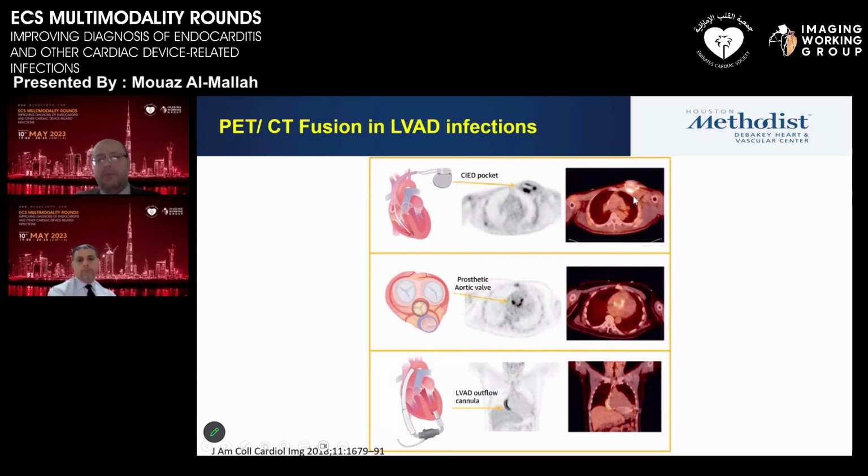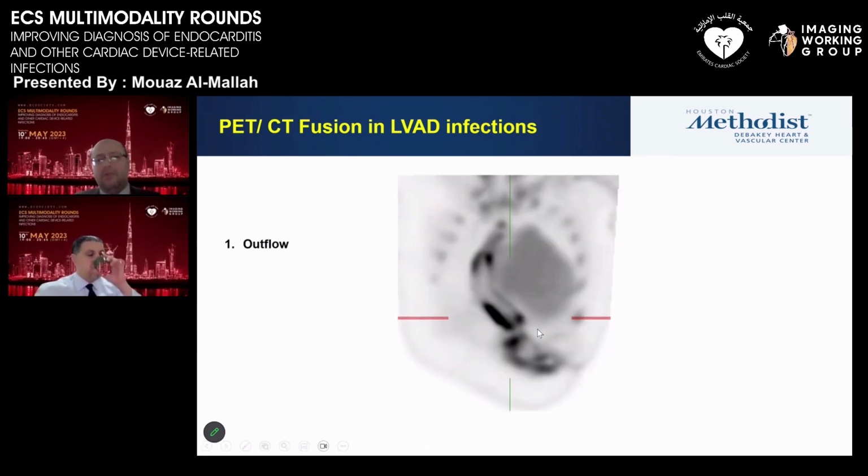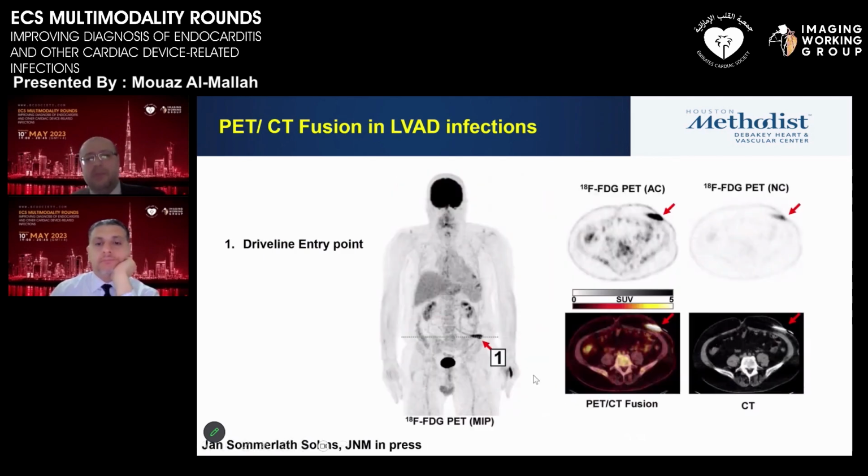Another patient had multiple points. So he had FDG uptake on the device, FDG uptake on the prosthetic valve, and FDG uptake in the outflow cannula. So multiple sites of infection. But again, heterogeneous and very intense uptake all through. And this is one of our patients where you see the outflow infection, again, heterogeneous, and this is very concerning for infection in these patients.